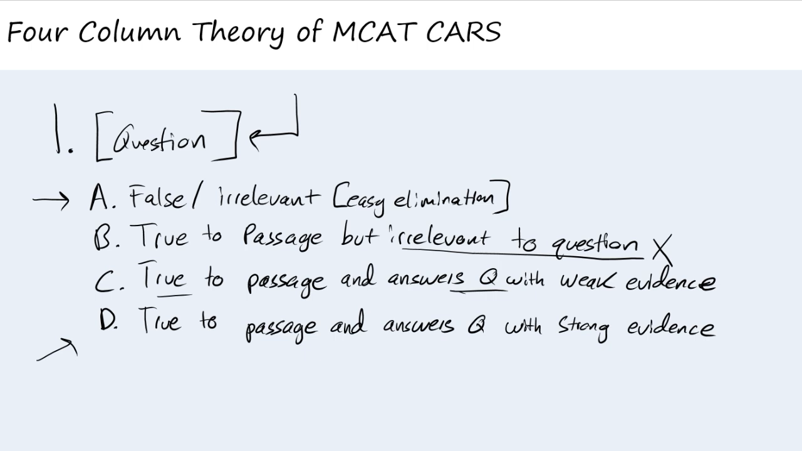It gets even trickier when you have multiple of these true answer choices in a single question because, for example, D, this one is true to the passage and it answers the question with strong evidence. So while C and D are both technically correct answers, in this case, you're going to have to pick D as the best answer. Again, this is the fundamental principle of the four-column theory for MCAT CARS.